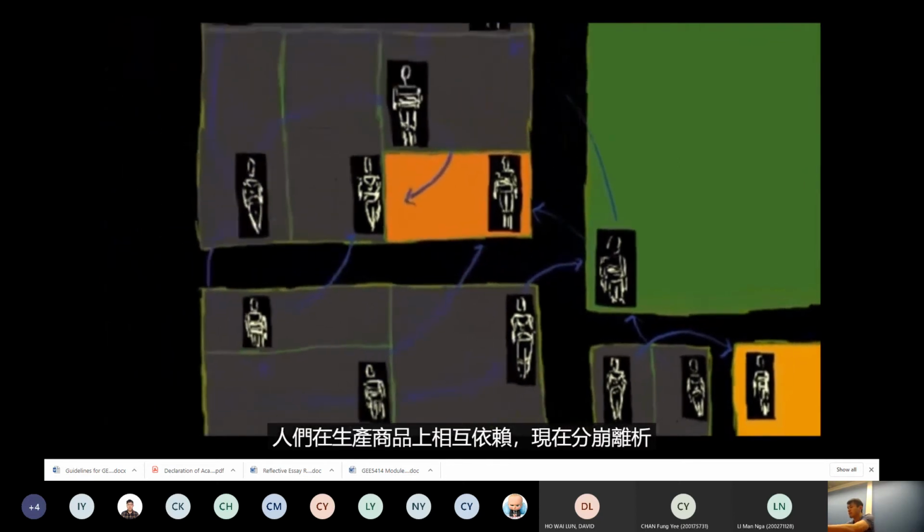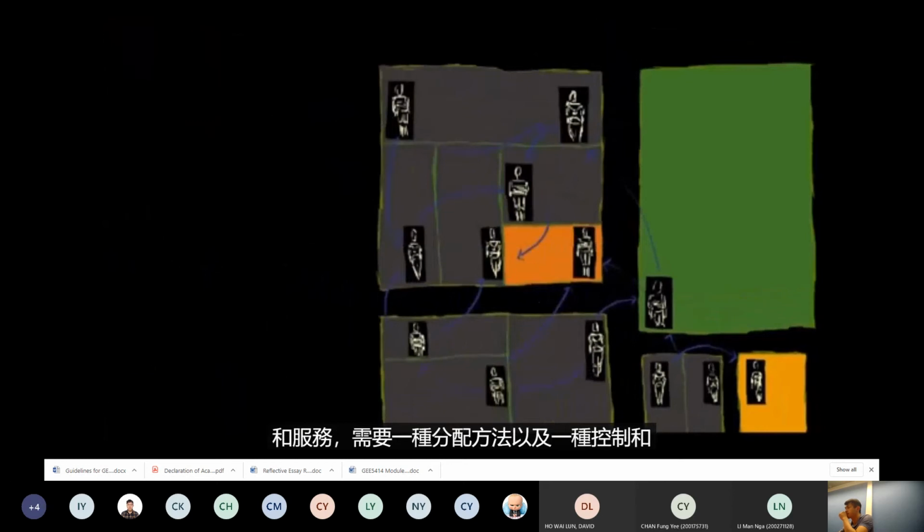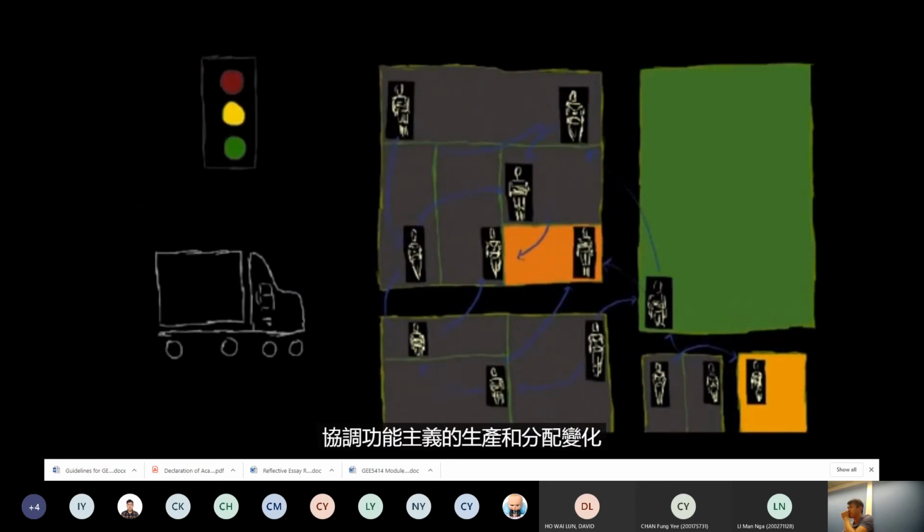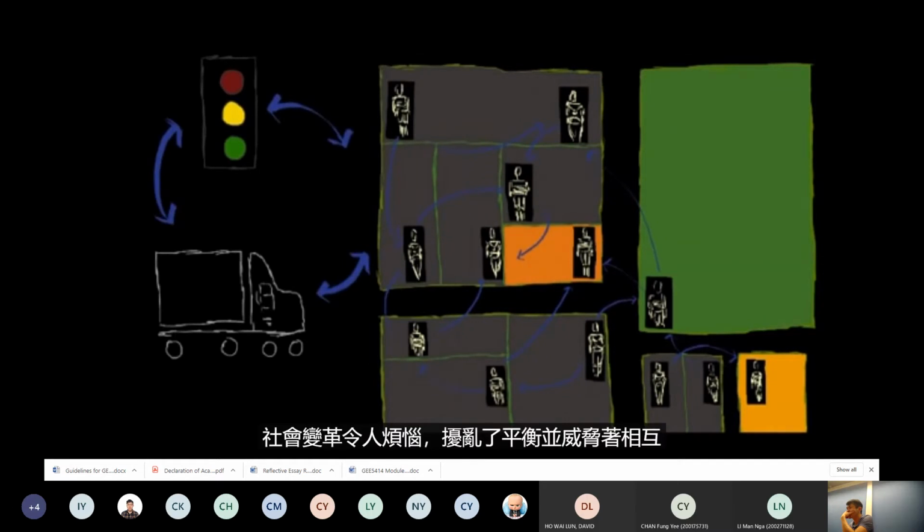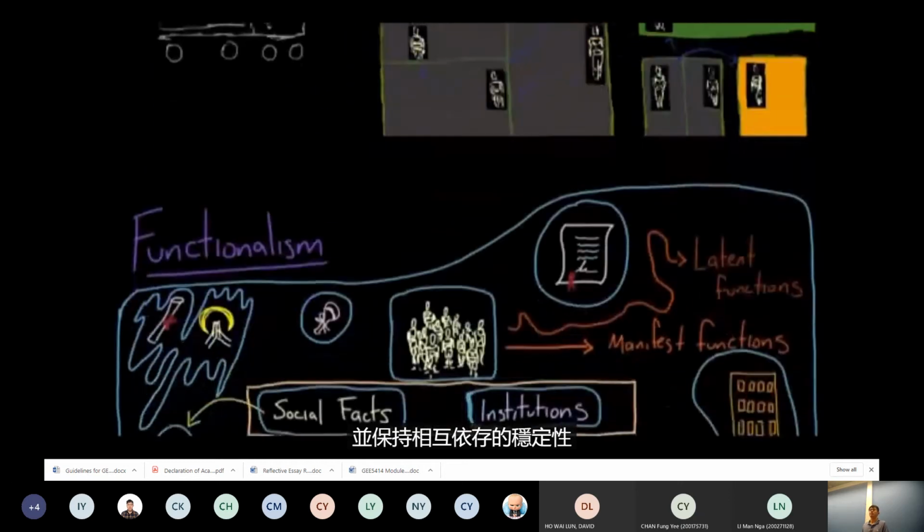Now that people depend on each other for the production of goods and services, there is a need for a method of distribution and a way to control and coordinate that production and distribution. In functionalism, a change to either production, distribution, or coordination will force the others to adapt in order to maintain a stable state society. Social change is annoying and upsets the equilibrium and threatens the mutual interdependence of the people within that society. The institutions and structures of the society adapt only just enough to compensate for a change and maintain the stability of mutual interdependence. Phew, alright, that just about covers it.